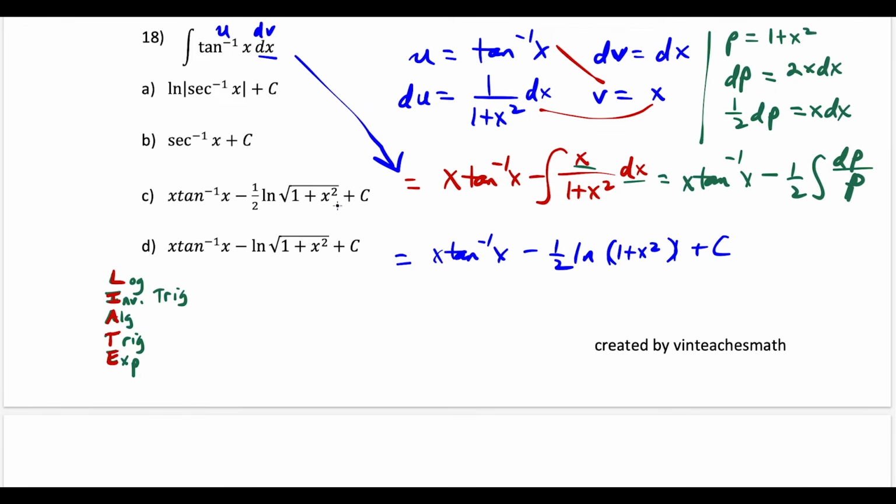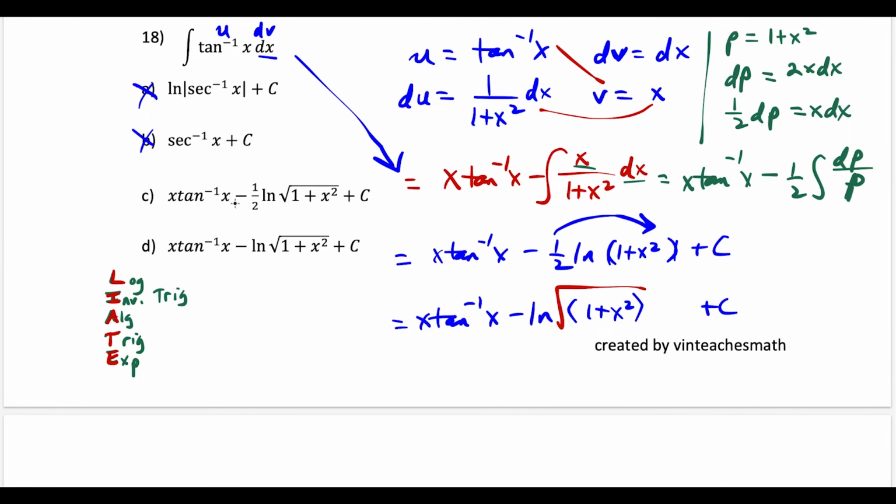And now we scan the answer choices and you're like, oh no, my answer is not there. And it's definitely going to be one of the last two. But notice they sent the 1/2 back into the log as an exponent. And if we do that, when we raise something to the 1/2 power, that's the same thing as having a square root. So we could say this is x tangent inverse x minus natural log of this expression here, now to the 1/2 power. And then I throw on my plus c. But once again, what I could do is get rid of this 1/2 exponent and convert it to a radical and say square root like this. And now when we scan the answer choices here, this is going to match up with choice D.